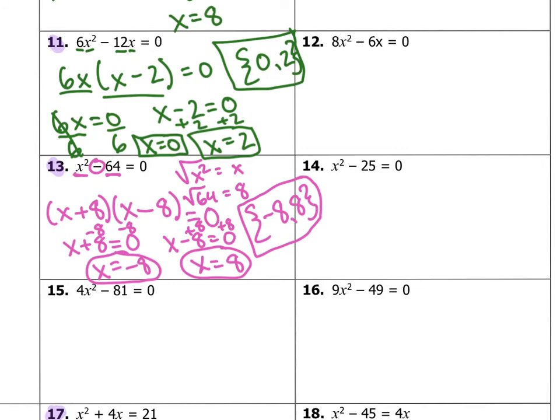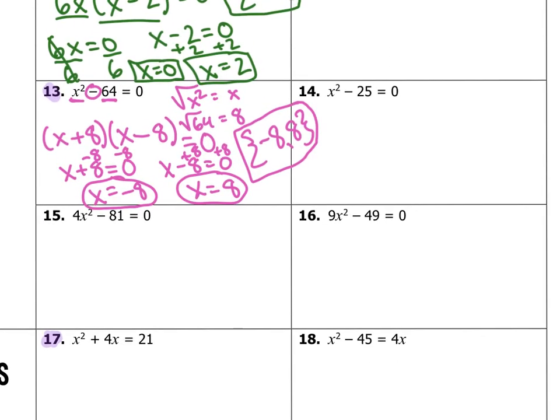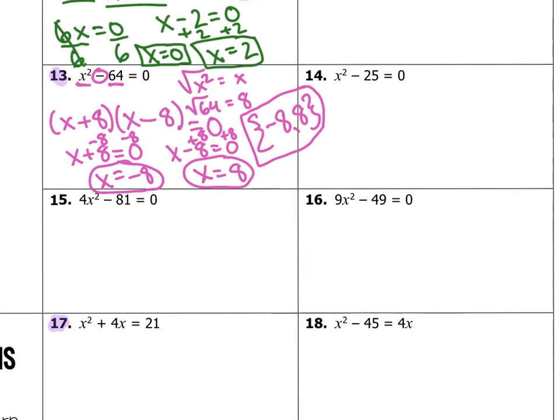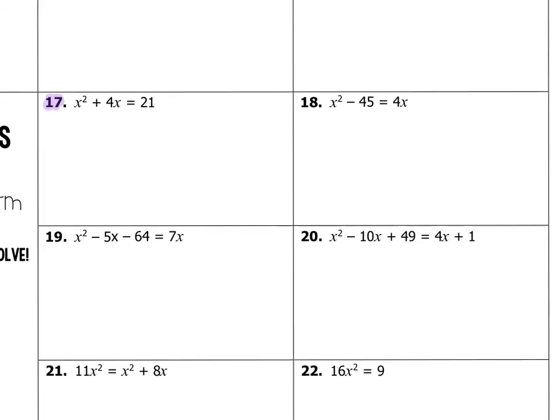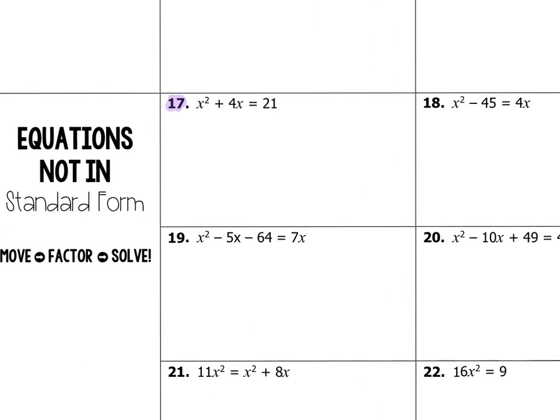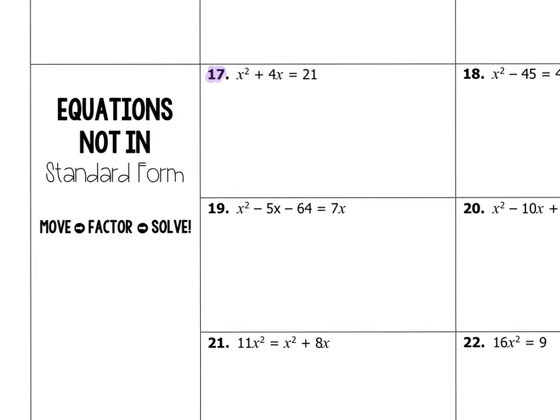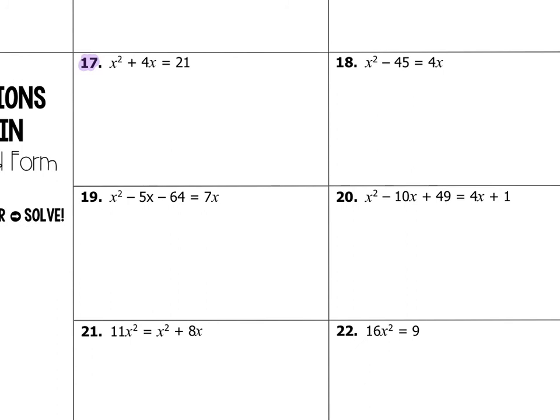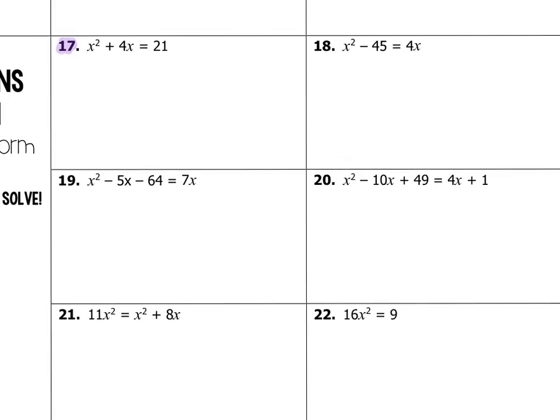All right. So 15, 16, and 14, those are all difference of squares as well. Try those out if you're interested. We're really going to end on number 17, because there's a simple idea in this. Notice that each of these equations do not equal 0. In number 17, I have x squared plus 4x equals 21.